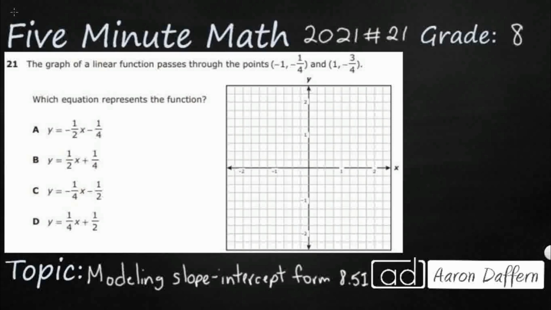Today we are looking at the 8th grade concept of modeling slope-intercept form. This is standard 8.5i in the great state of Texas, and we are using item number 21 off the 2021 released STAAR test. If you have not done so already, please go ahead and take a moment to pause the video, work this problem out on your own, unpause it, and we will look at our answers together.